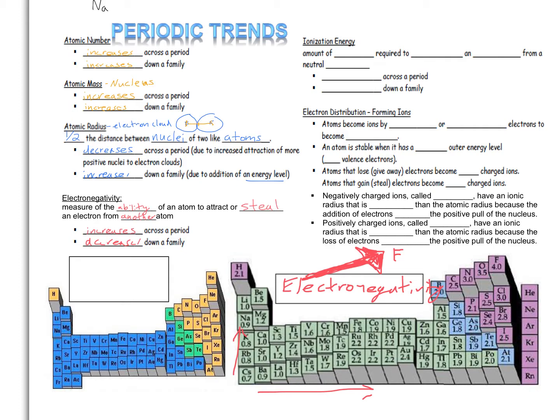Remember electronegativities in this general trend arrow, and you should be able to compare electronegativities. You should know automatically that oxygen is more electronegative than germanium because oxygen's further up on that arrow.